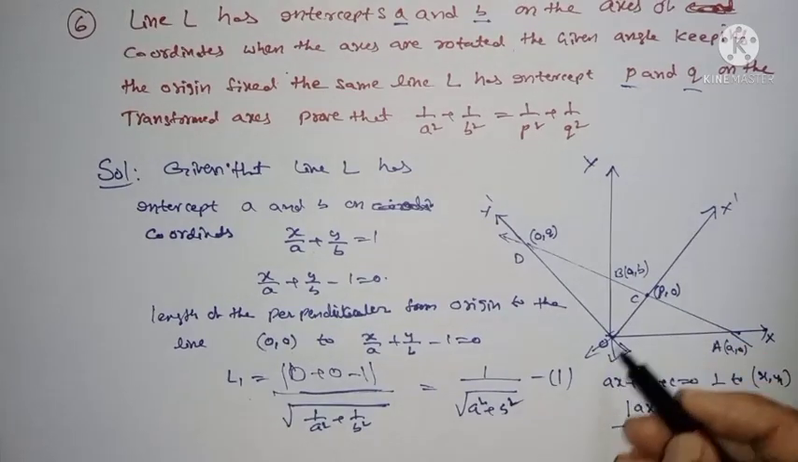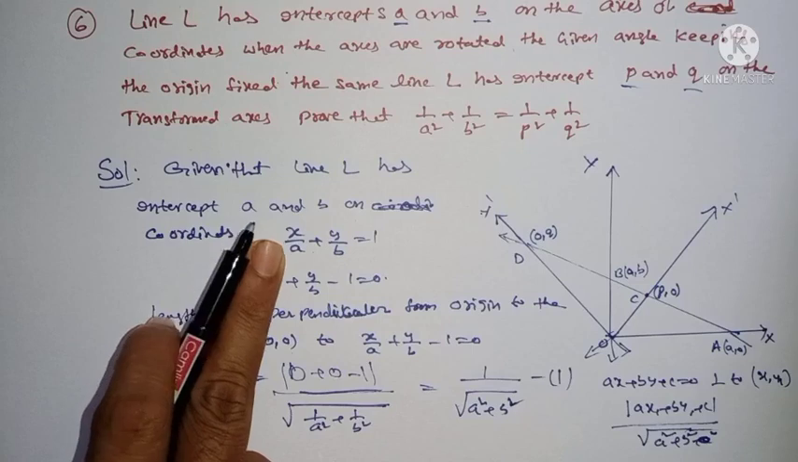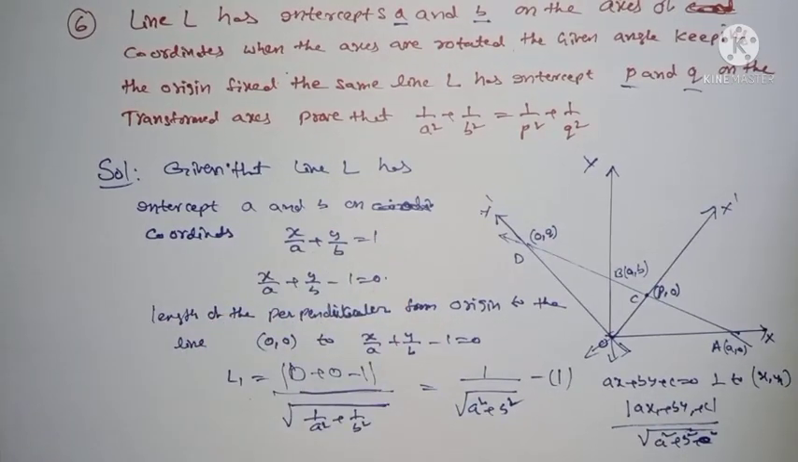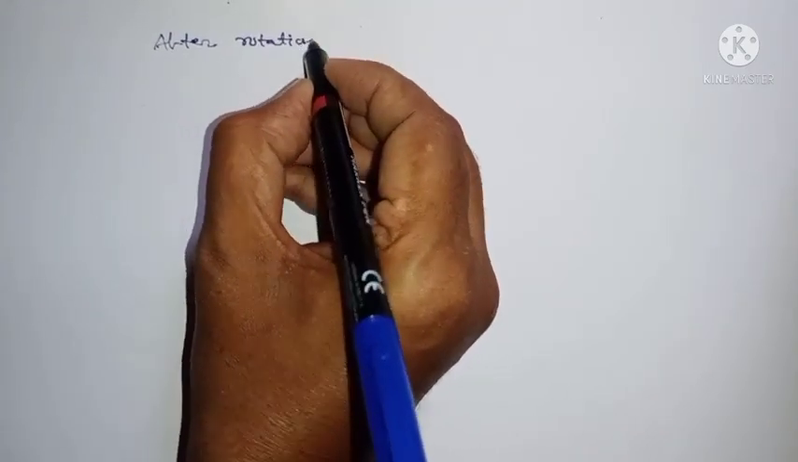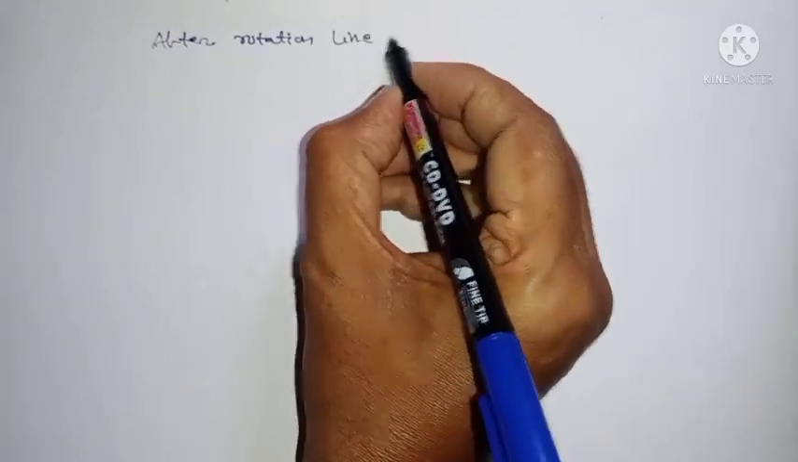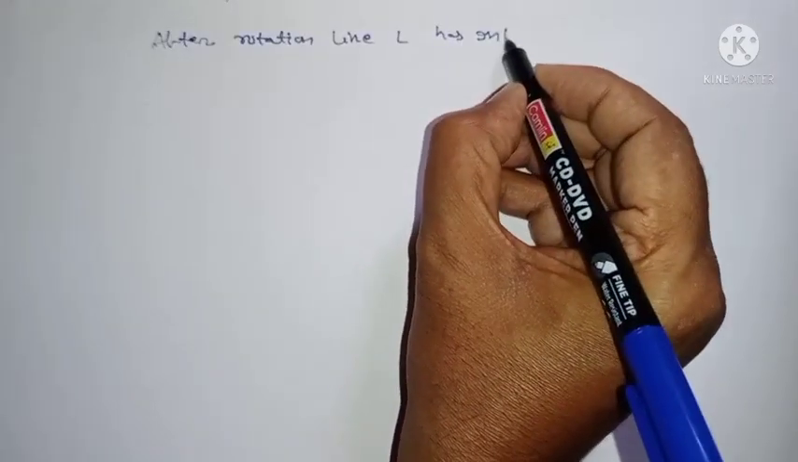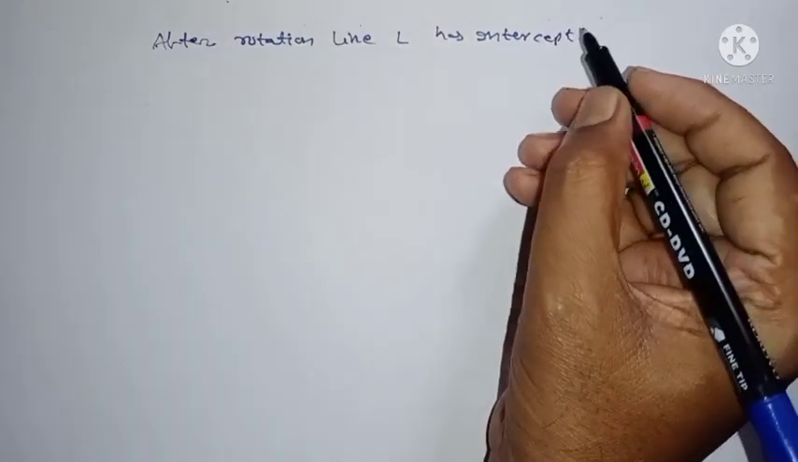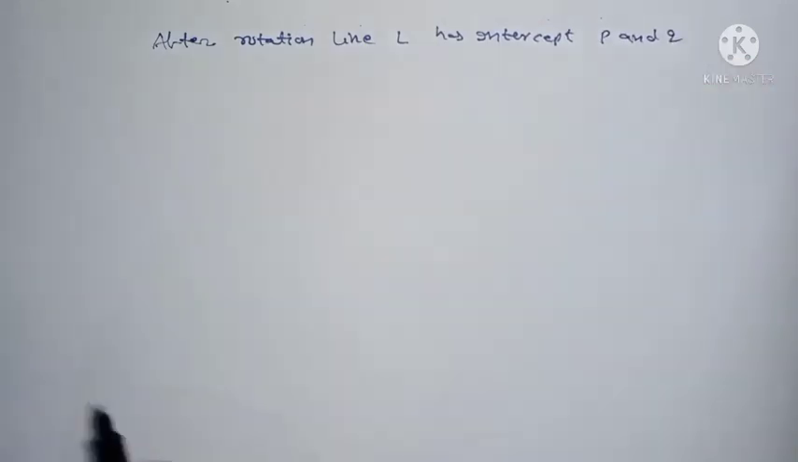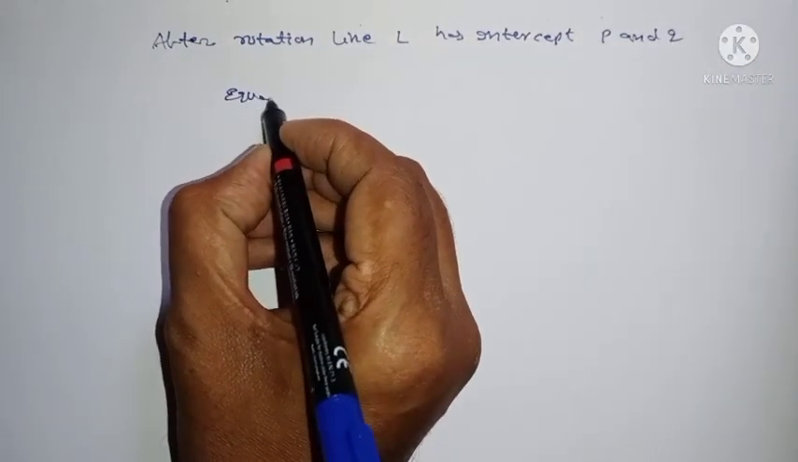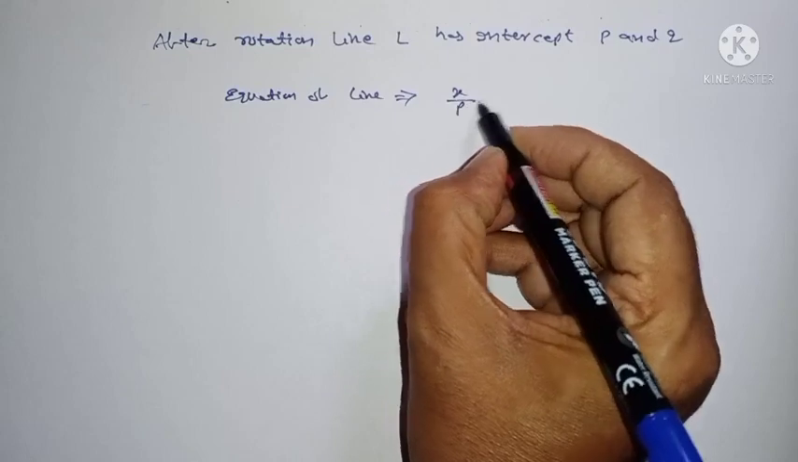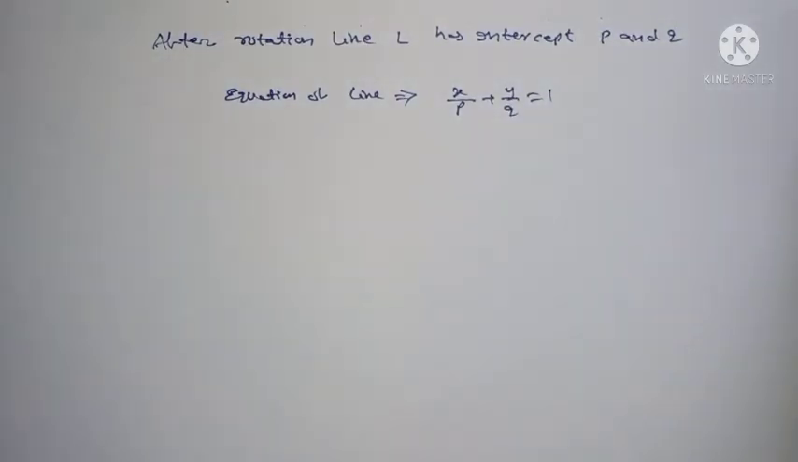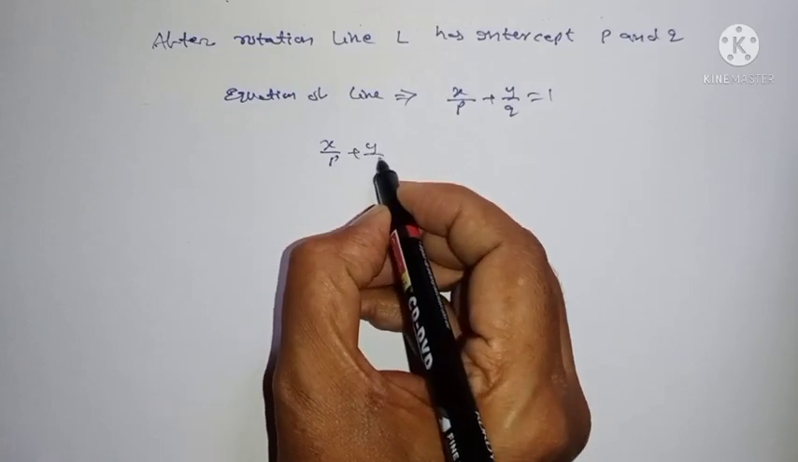Similarly, you can find the other equation for ox dash and oy dash. I will explain that. After rotation, the line L has intercepts P and Q. Then how can I write the equation of the line? x/P + y/Q = 1, or x/P + y/Q - 1 = 0.